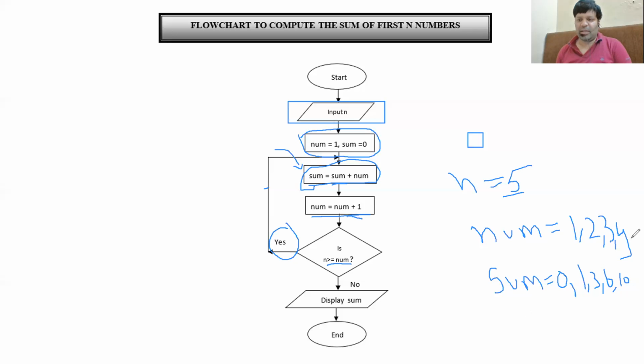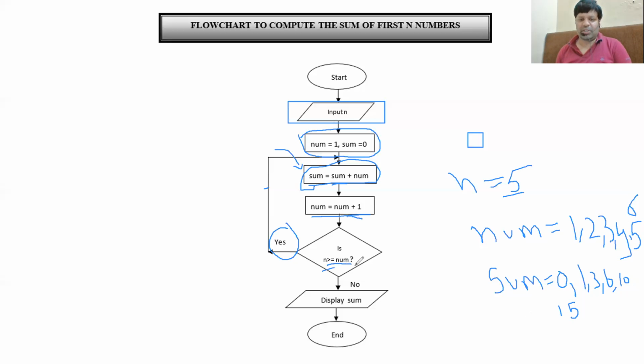Now again increment the value of num, which becomes 5. Again the outcome is true. Sum is equal to sum plus num, so sum becomes 15. And increment the value of num to 6.